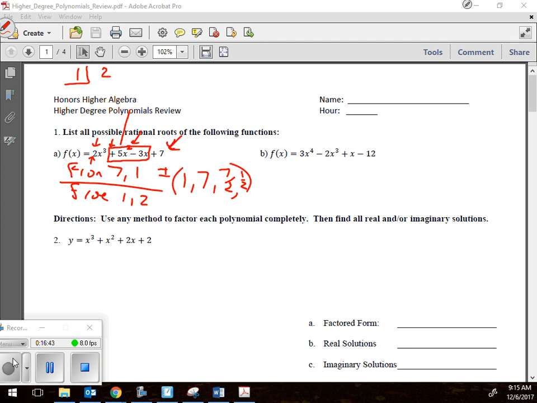Use any method to factor this completely. Okay, any method? Yeah, if you can factor by grouping, factor by grouping. Awesome. No need to do the factors of the constant, factors of the coefficient, and then synthetic and all that stuff. That one factors by grouping. All right.